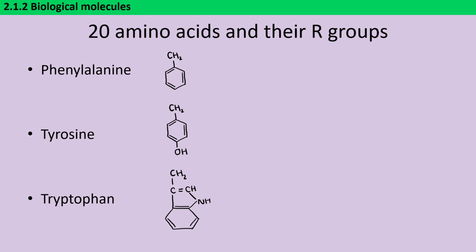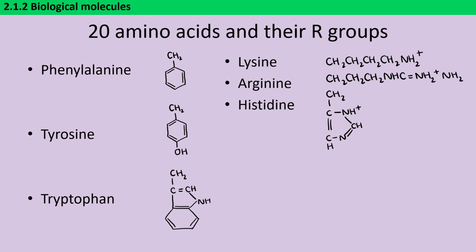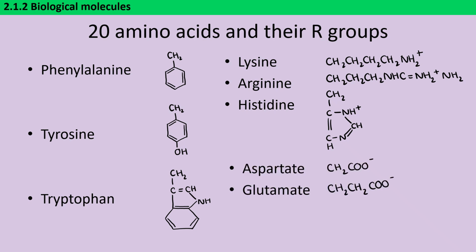Phenylalanine, tyrosine and tryptophan are described as being aromatic, so that's in contrast to the first ones we looked at, which were aliphatic. So aromatic means they have this benzene ring, which is this sort of hexagon with additional lines in it. And then finally we have our fully charged amino acids. So these are not just slightly polar, they're fully charged. So lysine, arginine and histidine are positively charged, and then aspartate and glutamate are negatively charged.